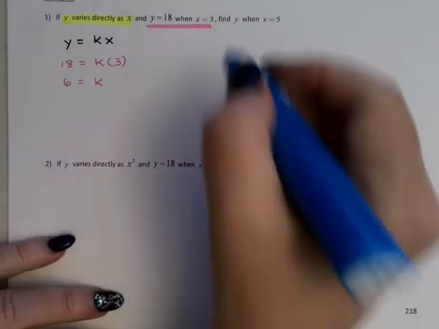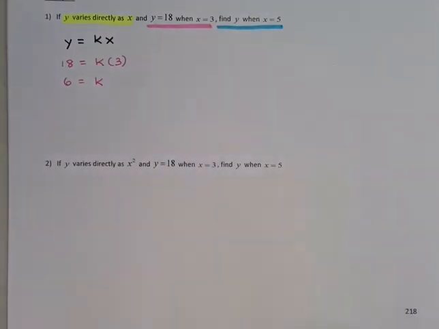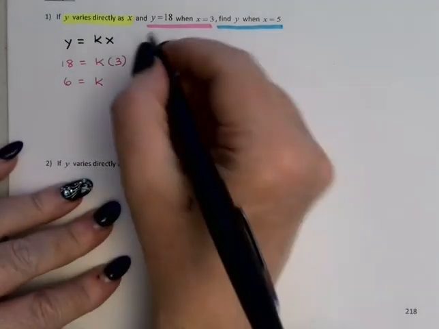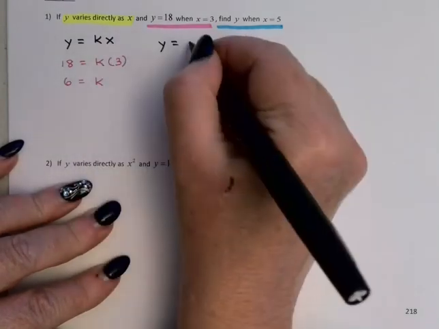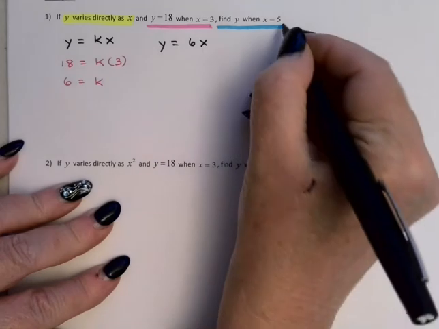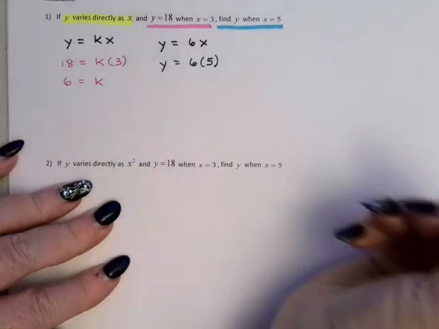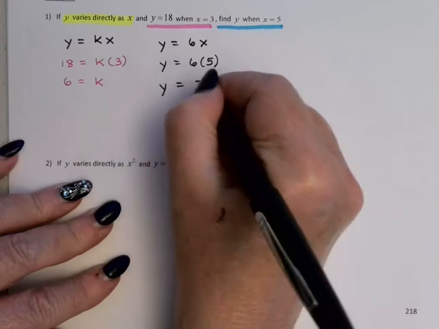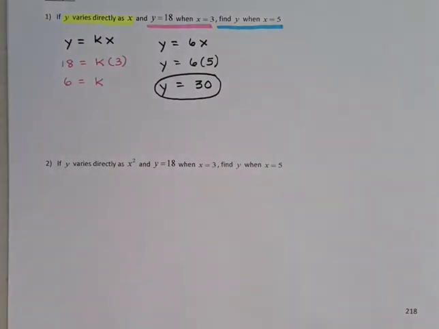Finally, I'd like to find y when x equals 5. So I now know that my equation is y equals 6x. And they've literally told me that x is 5. So substituting that in gives me y equals 30. All right, let's try another one.